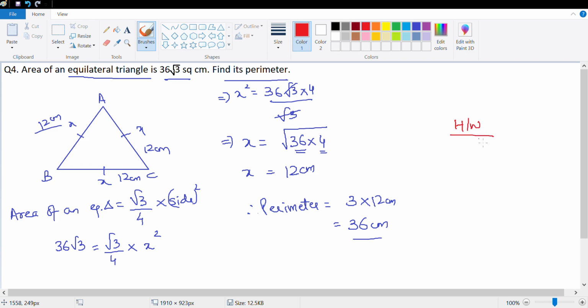Let's look at the homework question. Homework question for you would be question number 1. No, we did question number 1. Would be question number 3.